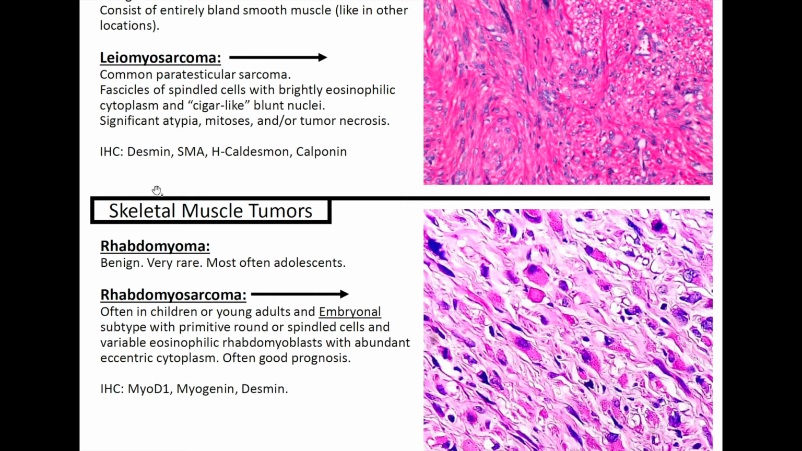Next up, we've got skeletal muscle tumors. For this, you want to think about rhabdomyoma, which is benign and very rare, most often occurring in adolescence, and also rhabdomyosarcoma. These often occur in children or young adults, with the embryonal subtype showing primitive round or spindled cells and variable eosinophilic rhabdomyoblasts with abundant eccentric cytoplasm. They often have a good prognosis, and for IHC, you're going to stain these with MyoD1, myogenin, and desmin.